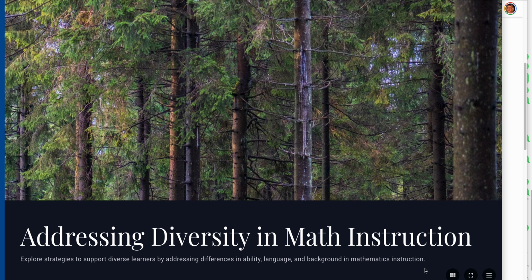So this week's lecture is all about addressing diversity in our math instruction. So what strategies can we use in our toolkit to support diverse learners by addressing differences in ability, language, and background within our mathematics classrooms specifically?